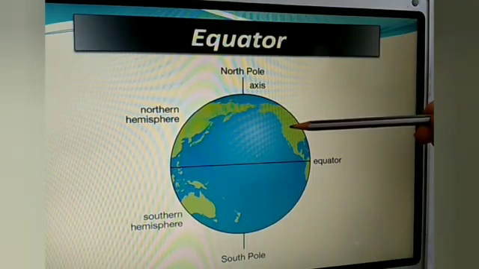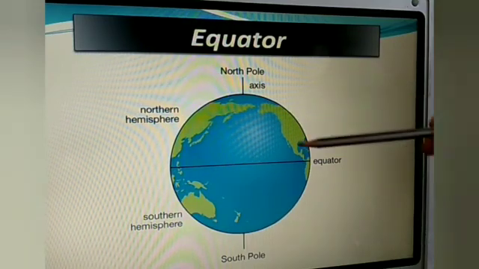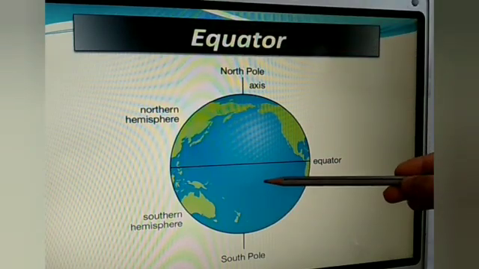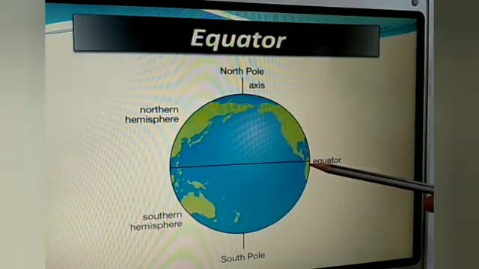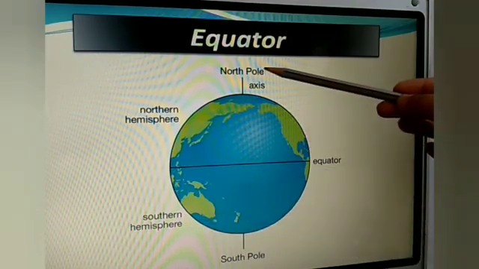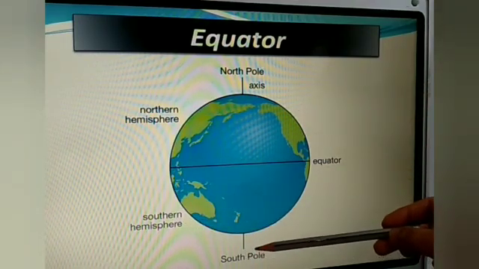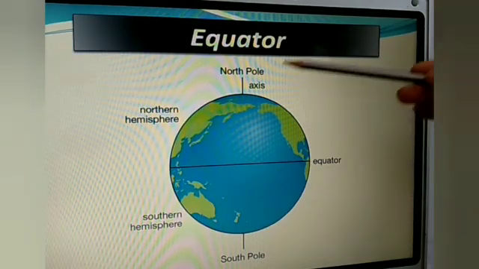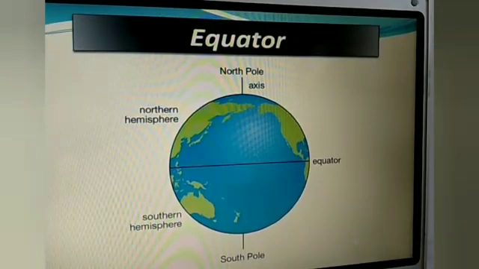The portion which starts from North Pole to equator is the northern hemisphere. The portion which starts from equator to South Pole is the southern hemisphere. Here is the North Pole, here is the South Pole. You can see one more term here, axis. Let me tell you what is axis.